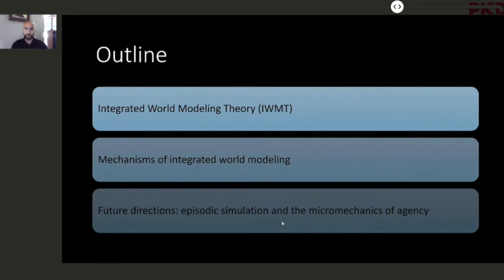Today I will describe some aspects of the theory, as well as mechanisms and computational principles which I believe to be important for consciousness as integrated world modeling. I'll also describe some ongoing explorations and directions for future work.